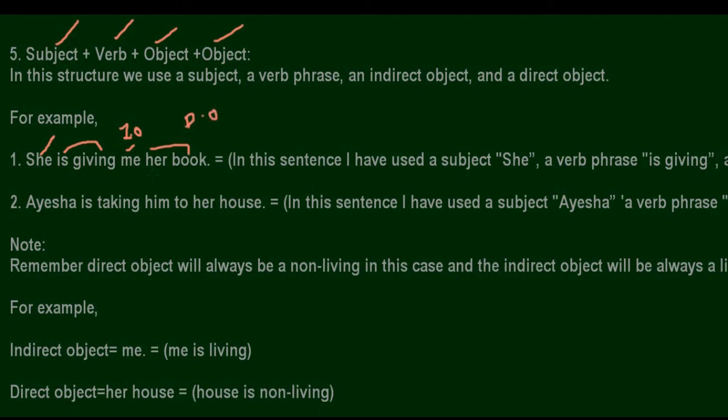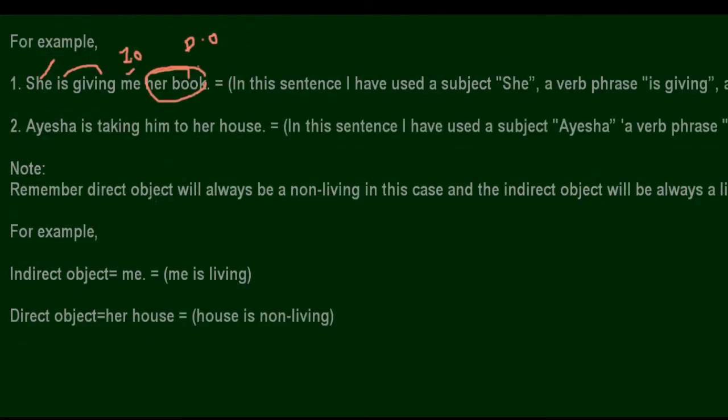Remember, the direct object will always be something that we will receive from another person. So what is she receiving? She's receiving the book, her book, so it is a direct object. She's giving me her book, so me is an indirect object because it is receiving something, and that is a book, and that book is a direct object. I hope it is clear.